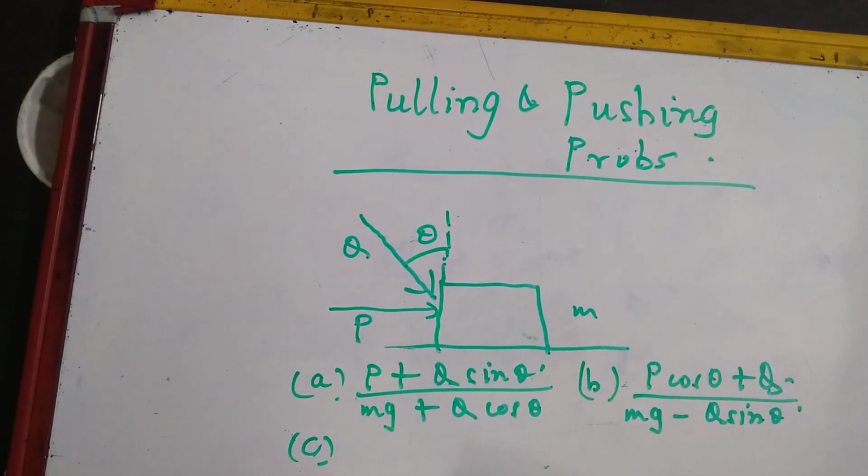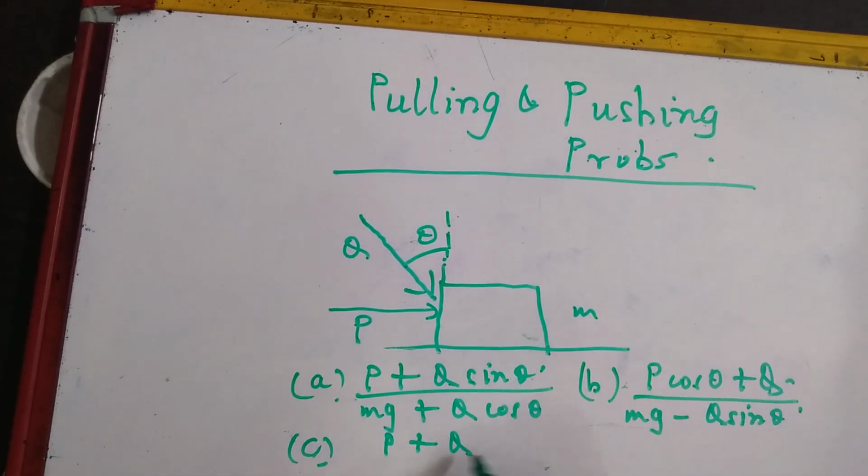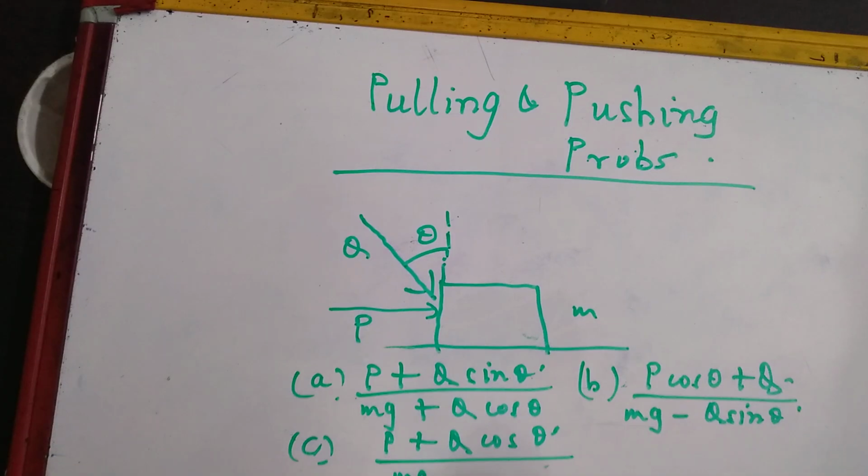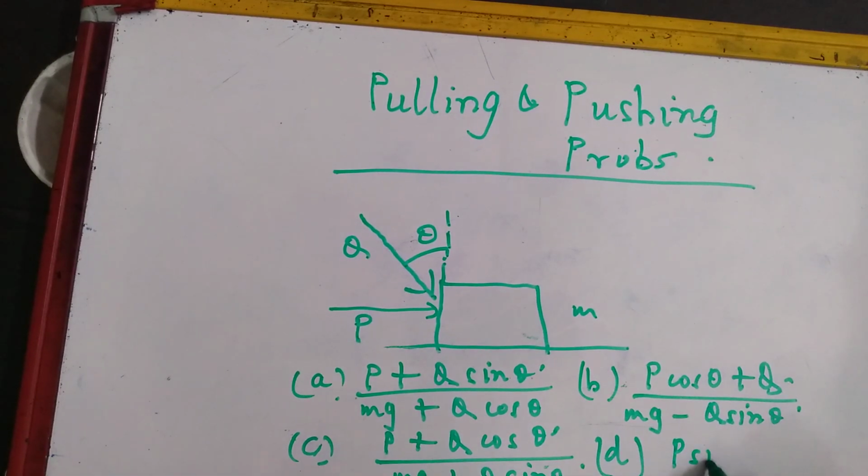C, P plus Q cos theta by mg plus Q sin theta, and D, P sin theta minus Q by mg minus Q cos theta. So these are the four options. We are required to tell which is the correct option.